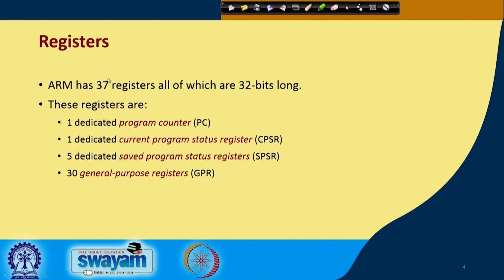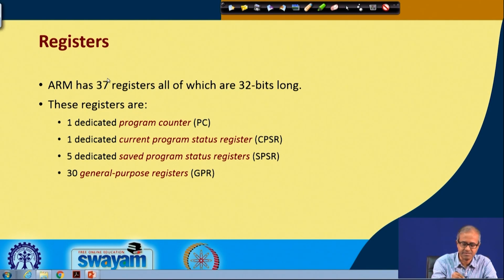Talking of registers, ARM has a large set of general purpose registers, as I mentioned earlier. So, in total there are 37 registers. All of the registers are 32-bit long.